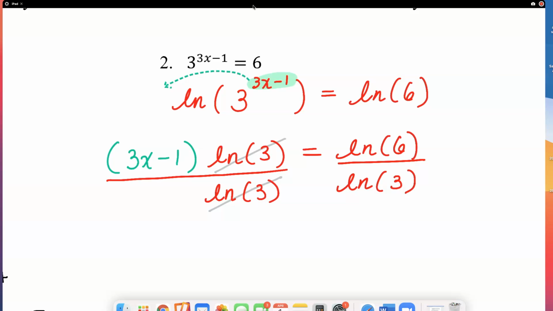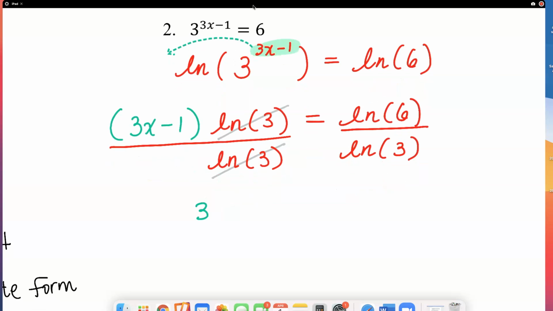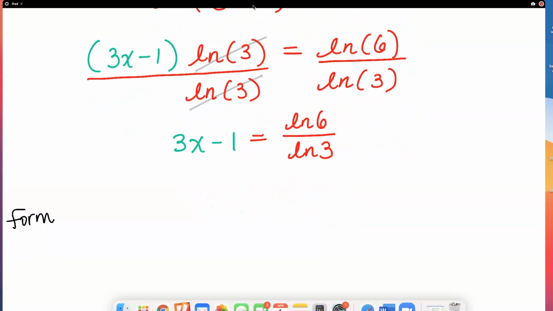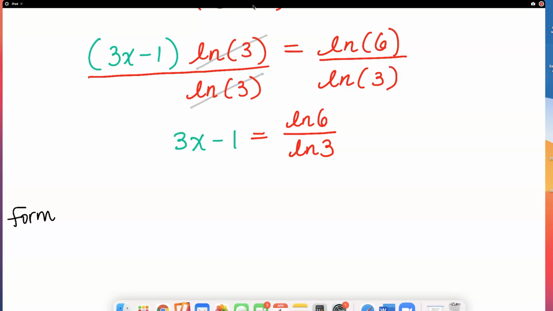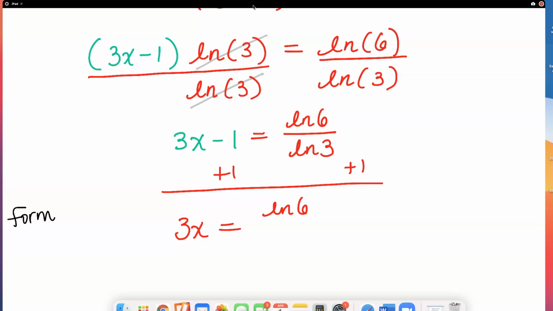On the left side of the equal sign, I have 3x minus 1. On the other side, I'm just going to write natural log of 6 divided by natural log of 3. All right, let's keep on going. What will you do to both sides? I will add 1 to both sides. So plus 1, plus 1. If we do that, we get 3x equals natural log of 6 over natural log of 3 plus 1, right?